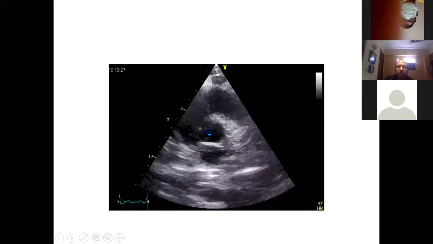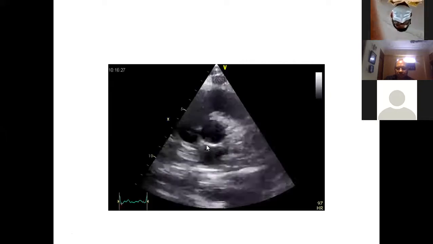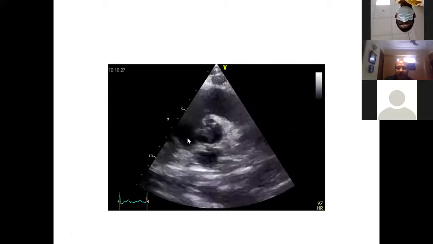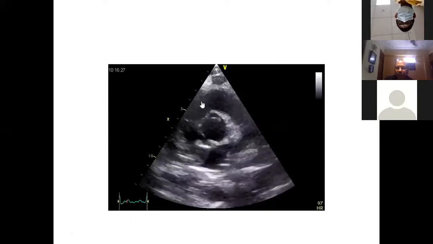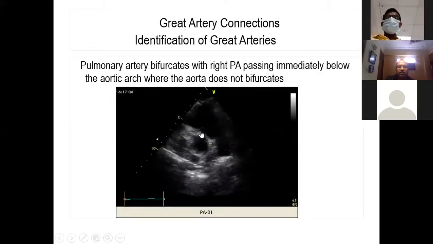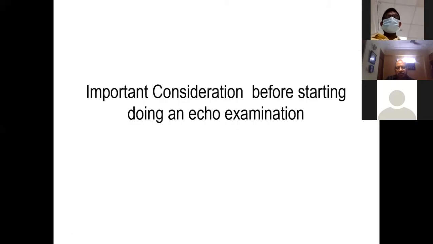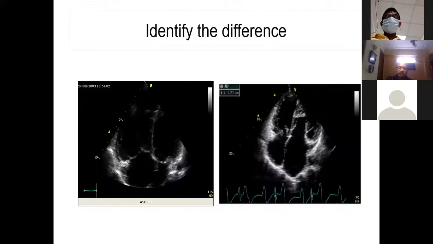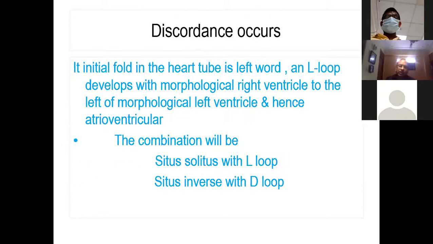All right. So this is situs solitus, D-loop with normal great artery connections. So here we have seen aorta in the center, LA over here, interatrial septum, RA, tricuspid valve, RV, RVOT, and here is a pulmonary artery which bifurcates into two important structures. So nothing specific. Let's move further. If I have to go and repeat this slide again, I'll quickly do that.